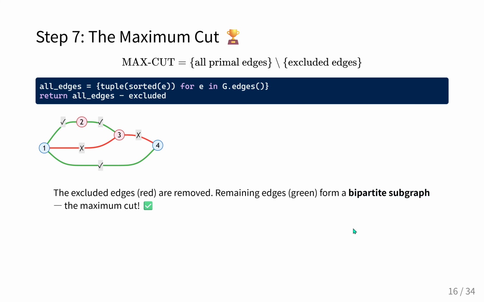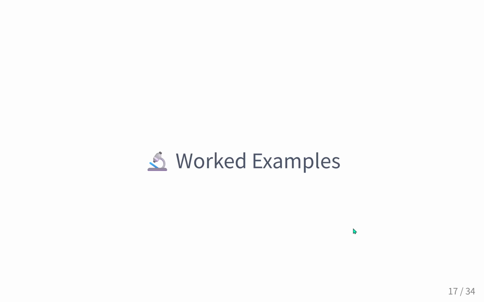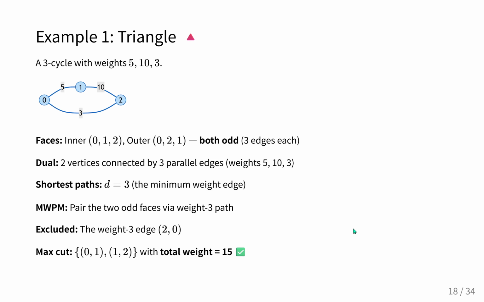Let's ground this with a simple triangle example from the presentation. It's a network with just 3 nodes and 3 edges. And let's say the edges have weights of 5, 10, and 3. Okay, a triangle. That means it has 2 faces. The inner face, bounded by the 3 edges. Right. And the outer face, the rest of the world, which we now know wraps around our imaginary sphere, and is also bounded by those same 3 edges. So both faces are odd. Both are odd. Both are frustrated.